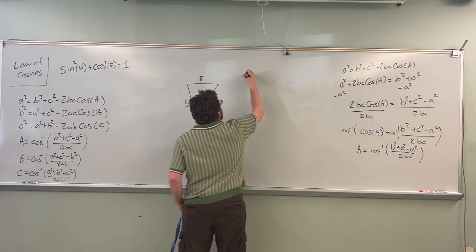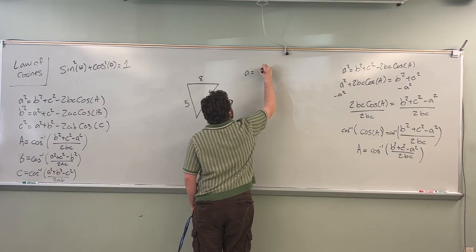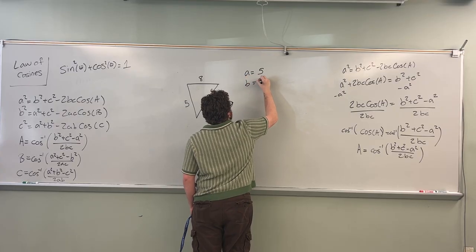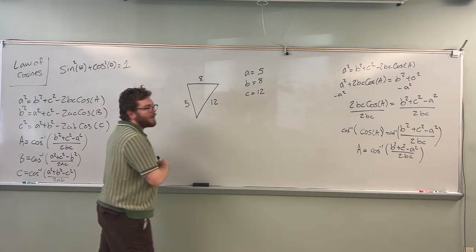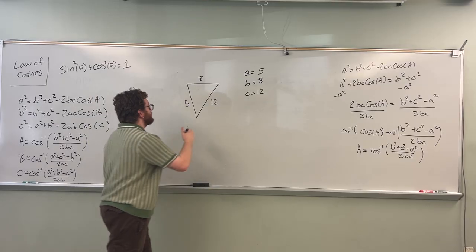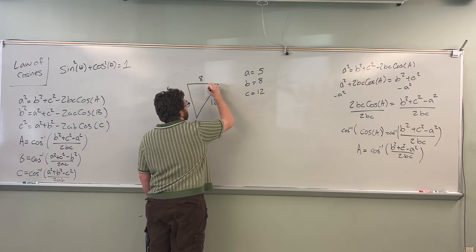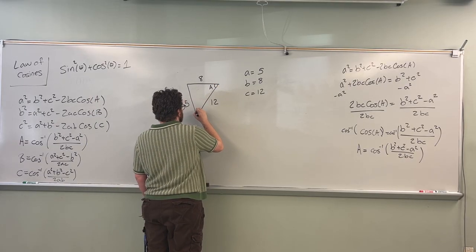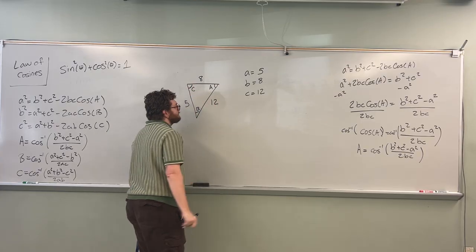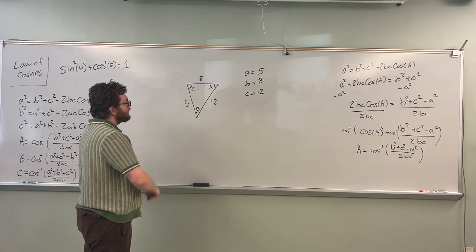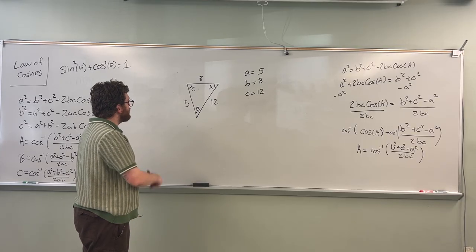Cool. I'll let A equal 5, B equal 8, C equal 12. It really doesn't matter. But what does matter is where I put the angles opposite from them. A is 5, so this is capital A. B is 8, so this is capital B. C is 12, so this is capital C. Then my angles are dependent on these.